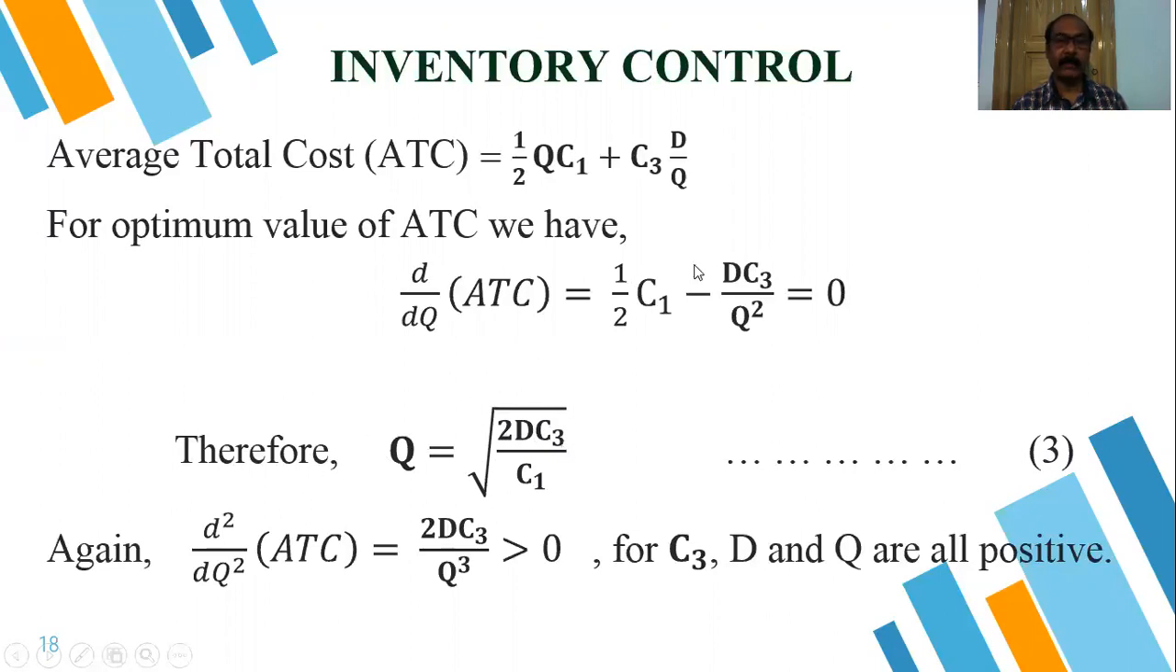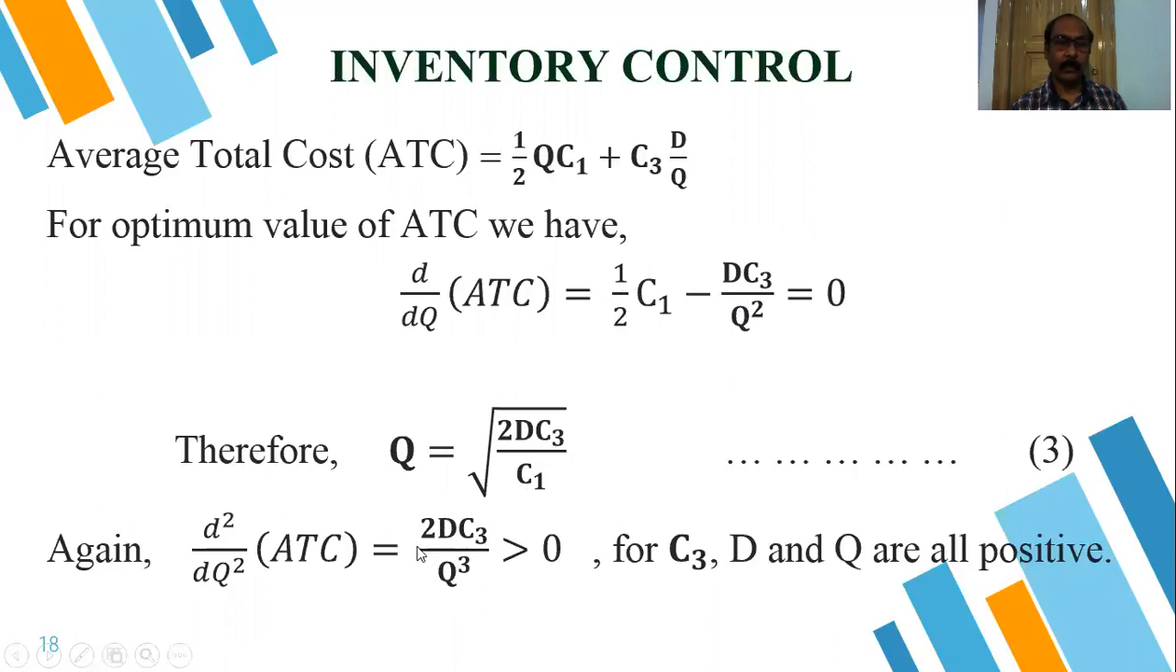Now find out the second derivative of that ATC. This is the first derivative. Now we are taking the second derivative of that. Second derivative, we will get twice D C3 by Q. On this, only the derivative. So what we will get? Minus 2 will come here. This is the constant, it will be 0. Minus 2 and minus, that is plus 2. D and C3 are constants, and minus 2 minus 1, that is Q to the power 3 in the denominator.